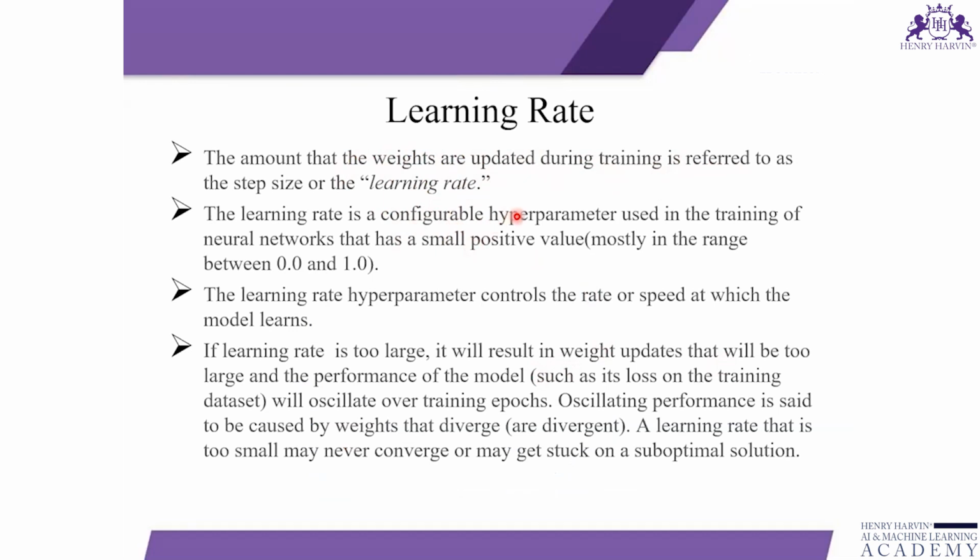The learning rate is a configurable hyperparameter used in the training of neural networks that has a small positive value, mostly in the range between 0.0 and 1.0. The learning rate hyperparameter controls the rate or speed at which the model learns. If the learning rate is too large, it will result in weight updates that are too large, and the performance of the model will oscillate over training epochs. Oscillating performance is said to be caused by weights that diverge. A learning rate that is too small may never converge or may get stuck on a suboptimal solution.